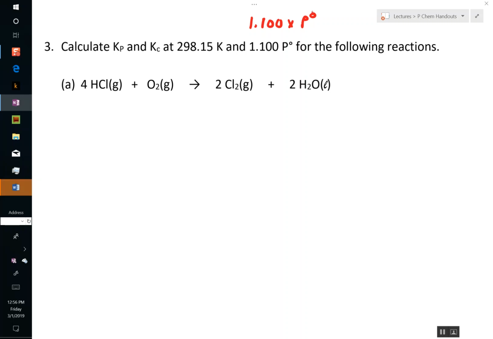And the conversion of Kp to Kc is not pressure dependent. It's dependent on just temperature. Okay, so it's not pressure dependent. So let me just work down through there. We did this the other day. We got the reaction.